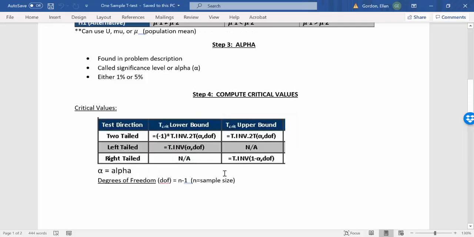The next step is to compute the critical values. We're conducting a two-tailed test, so these are the Excel functions we'll use. Remember, for a two-tailed test, you have two critical values, a lower and an upper. They'll be the same number, it's just the lower will be negative and the upper will be positive.